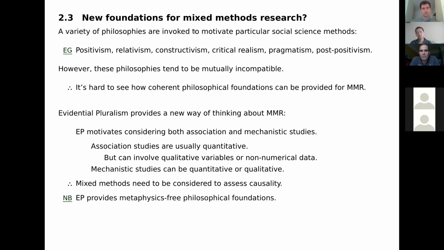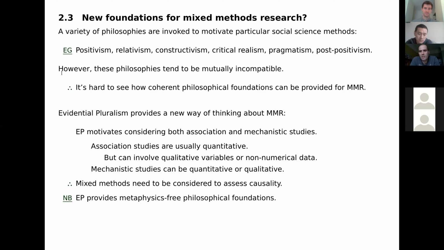So mixed methods research has become very popular in the social sciences recently. The worry is that there are no clear philosophical foundations for mixed methods research. You tend to have a variety of philosophies invoked to motivate particular social science methods. For example, positivism, relativism, constructivism, and so on. These philosophies tend to be mutually incompatible.